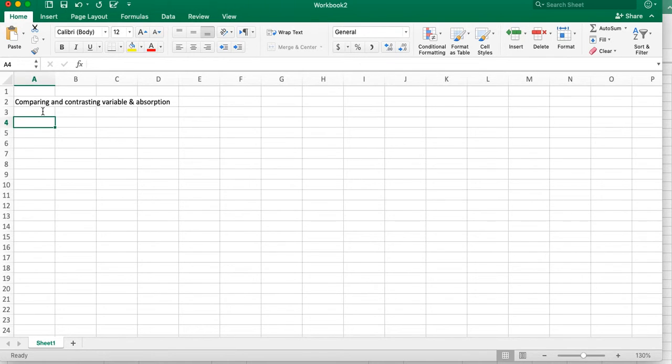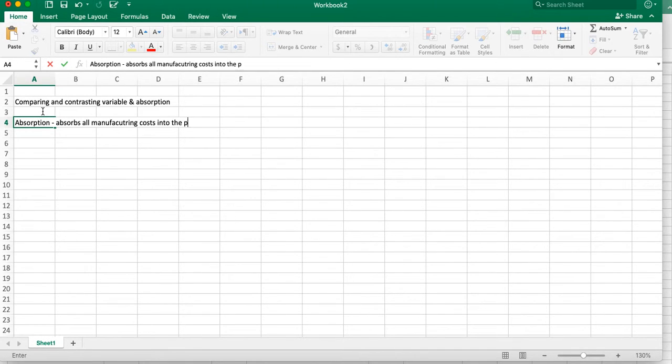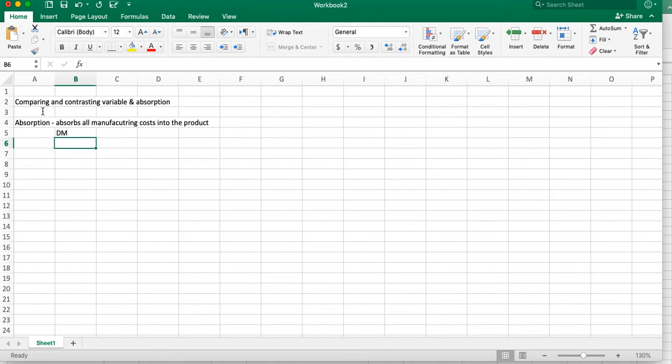But when we do the income statement, things I want to point out to you: absorption costing, the way I remember it, is it absorbs all manufacturing costs into the product. So direct materials, and we started breaking this down in other chapters: direct materials, direct labor, variable manufacturing overhead, and then fixed manufacturing overhead.